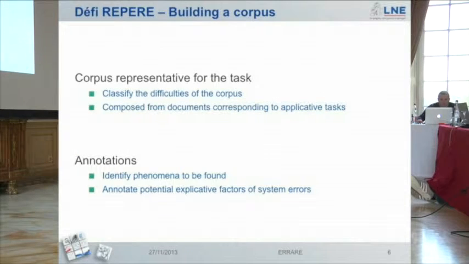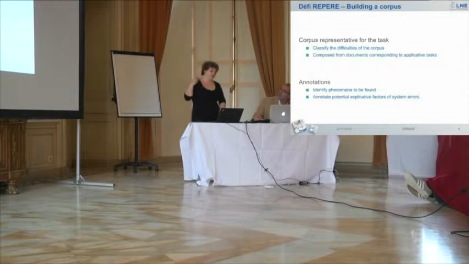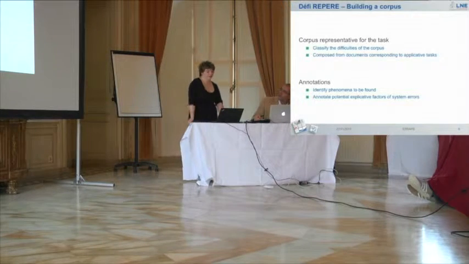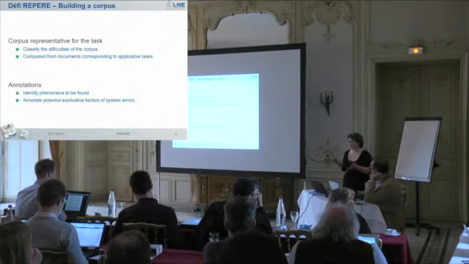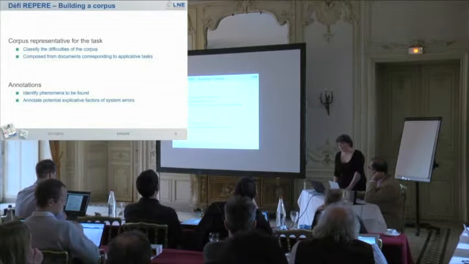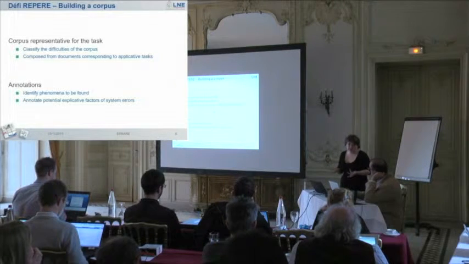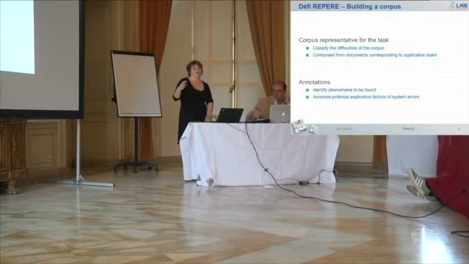A main question is to build a corpus to evaluate the capacity of the systems to recognize people, and the goal is to have a representative corpus for the task. That means that we can classify the difficulty of the corpus, and we need to compose this corpus from documents corresponding to the applicative task, but remembering that this question of difficulty is important. And on the other part, we have the question of the annotations, because we need annotations that can identify the phenomena we want the system to handle, but also we want to annotate the potential explanatory factors of the errors made by the systems.